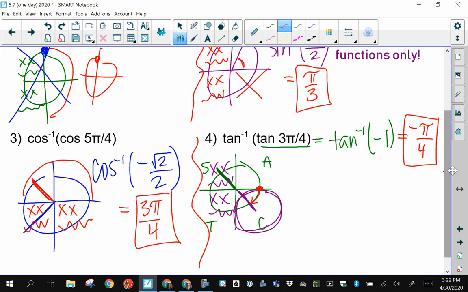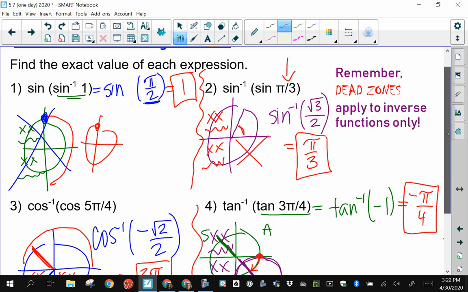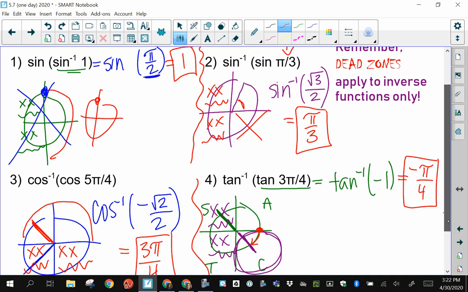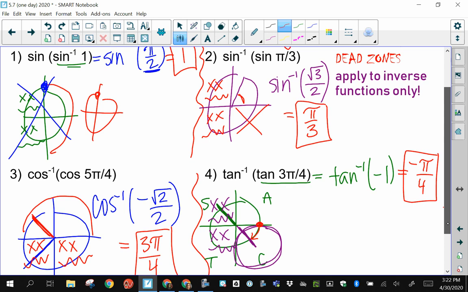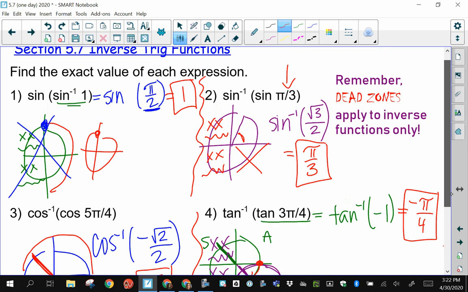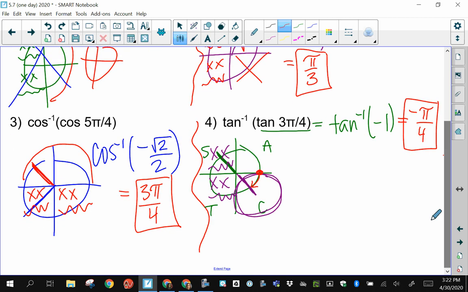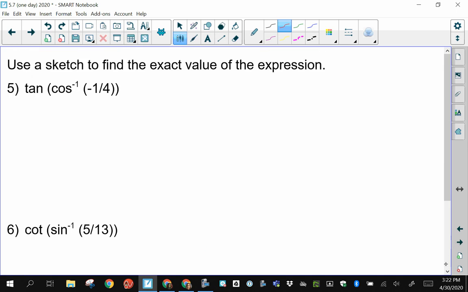All right, so your textbook has a lot of information about how to memorize when the inverse compositions undo each other and when they don't. And quite honestly, I think it's just easier to take it on a case-by-case basis. Example 1 and 2, it was not in a dead zone, and that's why it undid each other, versus example 3 and 4 was in a dead zone, so that's why we didn't end up at the same spot.